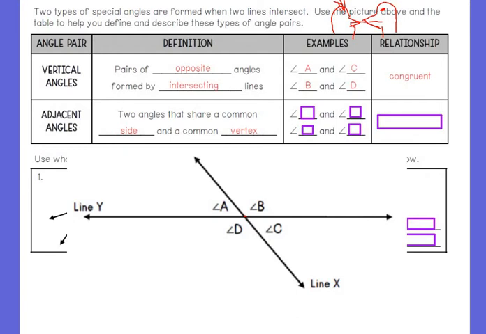So what birds are sitting next to each other in class? B and C. B and C are adjacent. Any other birds adjacent? A and B. A and B are adjacent. A and D. A and D are adjacent. And C. D and C are adjacent. Adjacent is sitting next to each other. Here's just two examples.